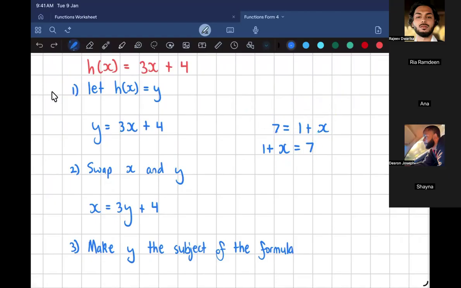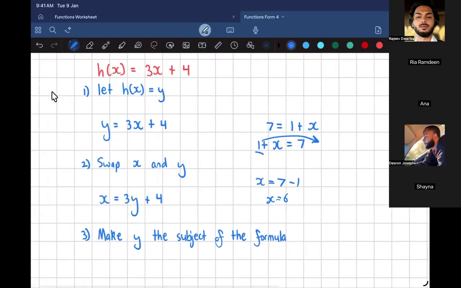So to find for x, I would move across 1. If I move across 1, what is it going to turn to? If it was positive 1 before it moved across, when I move it across, it'll be negative 1. So x is equal to 6. Are you familiar with that? Anna, you good with that? Yeah.